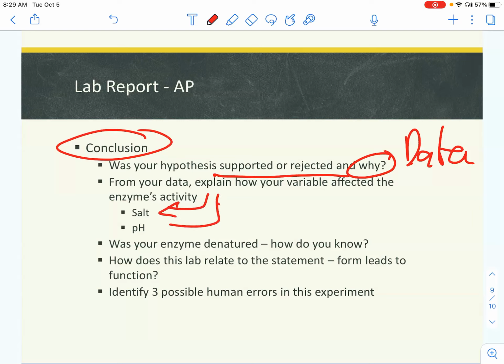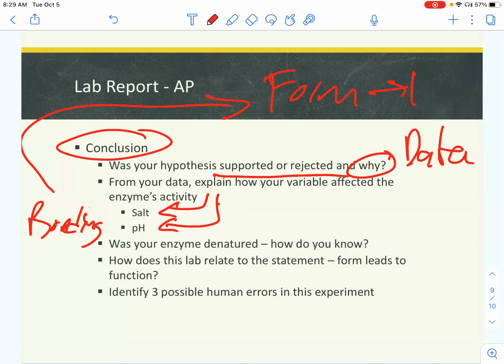So yes, you might want to do a little research here, but I will tell you right now, it probably is due to bonding. Remember, it's all about form, right? If form changes, then the function changes. If an enzyme's form changes, the function might be slower, it might not even work. So think about that. Was your enzyme denatured? And how do you know? Again, you should use data with that.